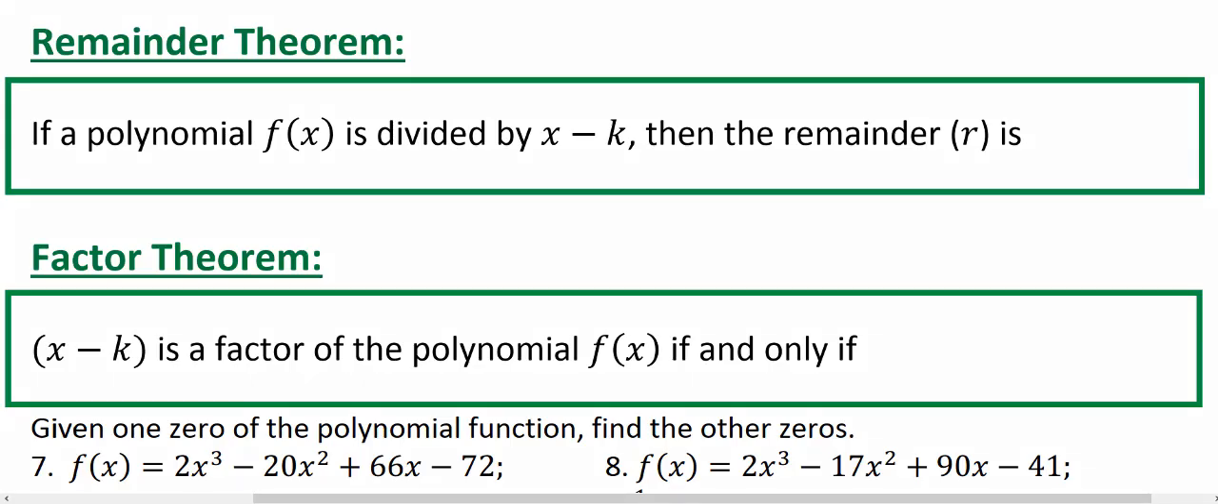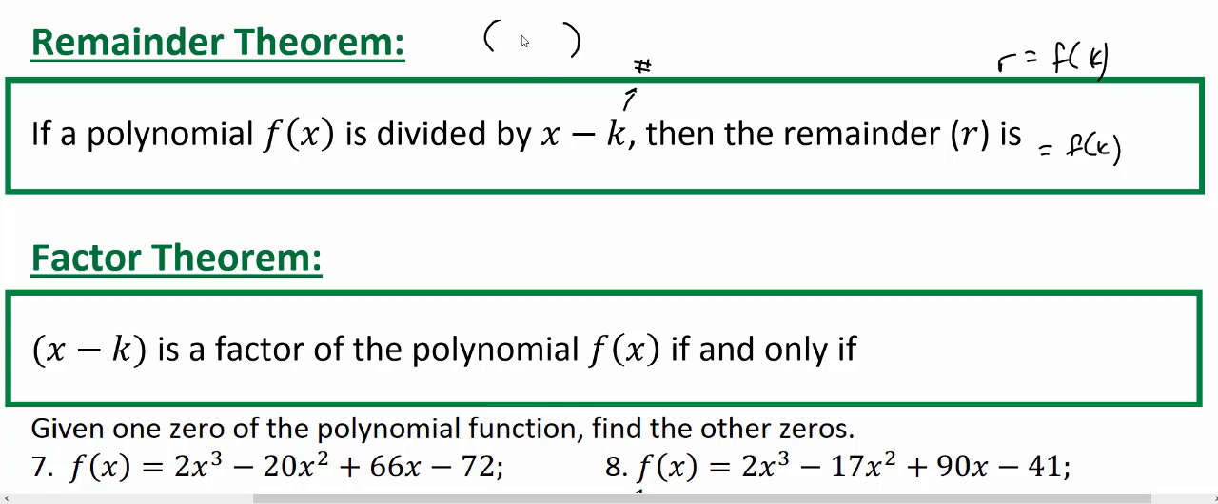All righty. Remainder theorem. Here's what it states. If a polynomial f of x is divided by x minus k, then the remainder r is equal to f of k. So this is really r equals f of k. What that means is this. If I said I'm dividing, this k is just a number. This is just some number, okay?